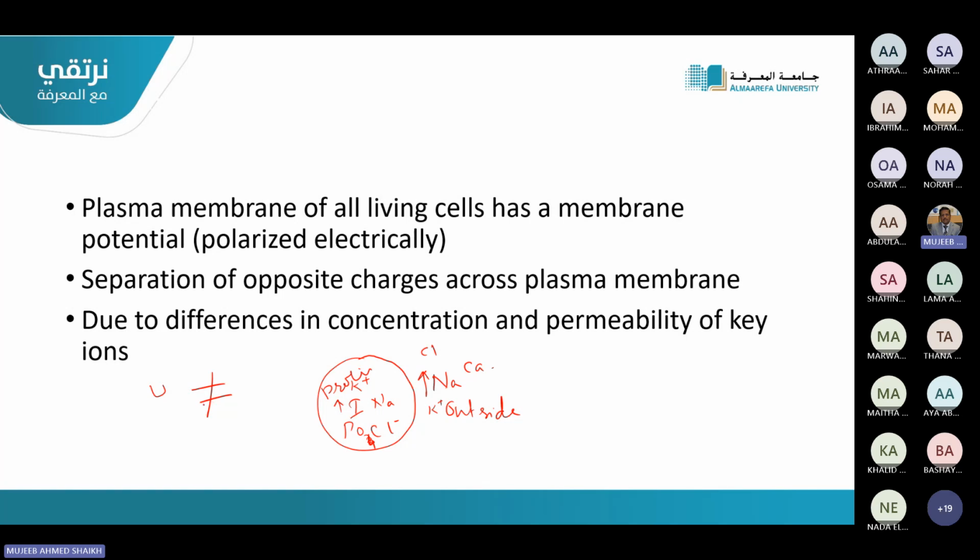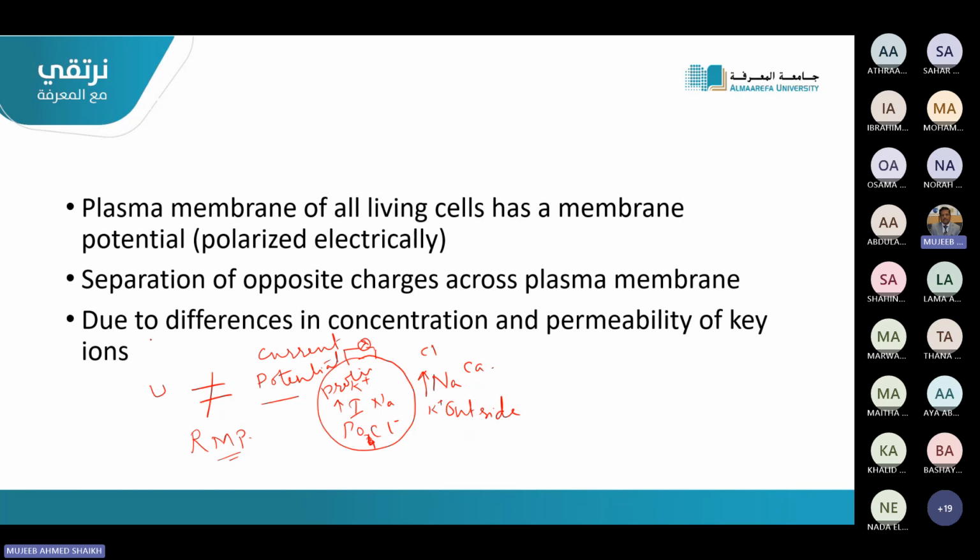So because of this unequal distribution or separation of charges, whenever you put an electrode inside the cell and connect it with a galvanometer and with the other electrode outside the cell, it will show you some current, or electrical potential. We call it current or potential. This is called the resting membrane potential, RMP.